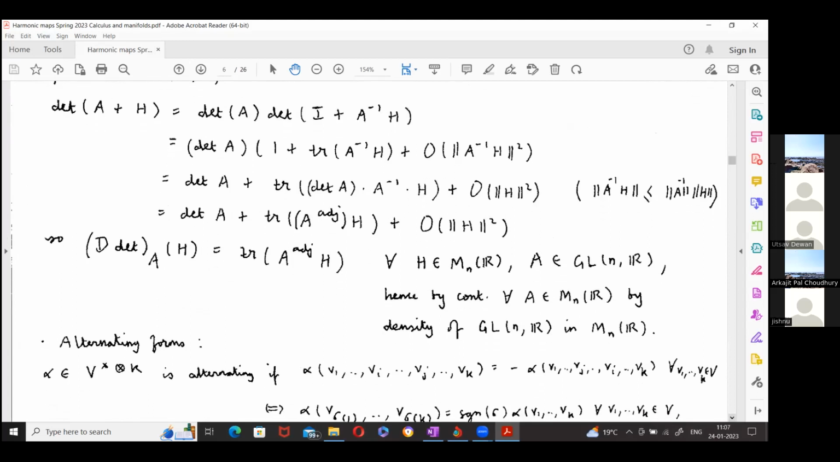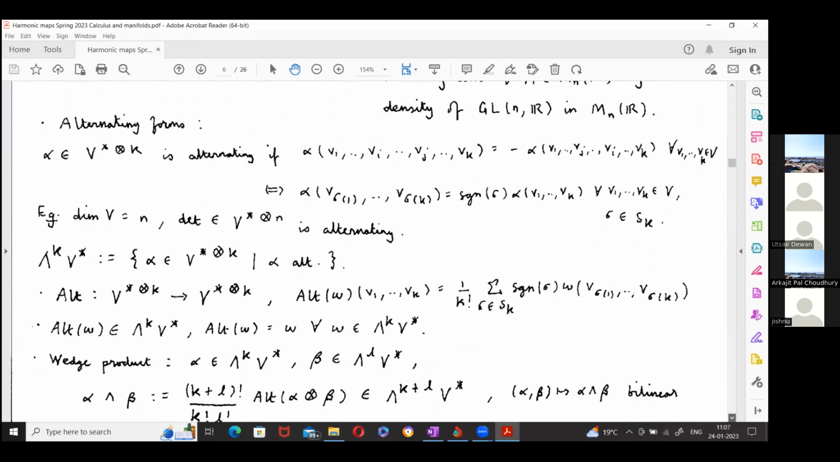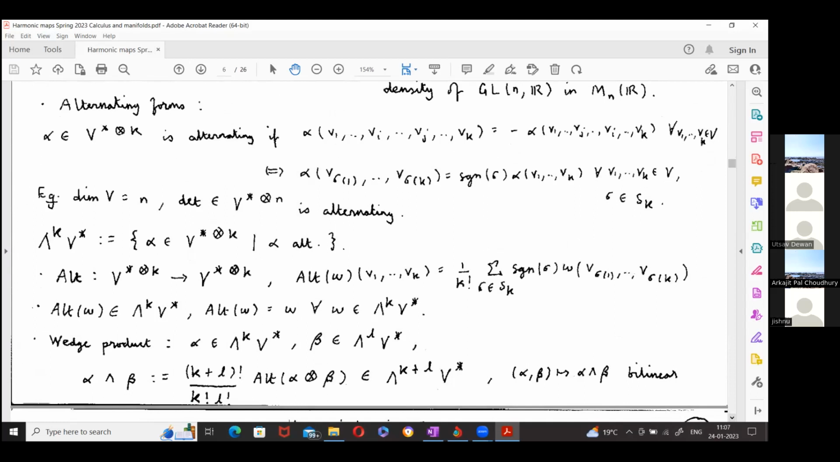Okay, so I'd like to go a bit faster now, and quickly we'll try to review integration on manifolds. So we'll talk about integration of differential forms on manifolds. First we need to do the preliminary linear algebra for that, which is the algebra of alternating forms.